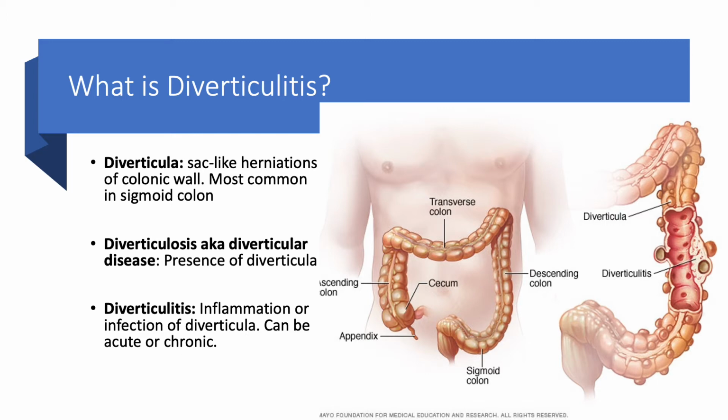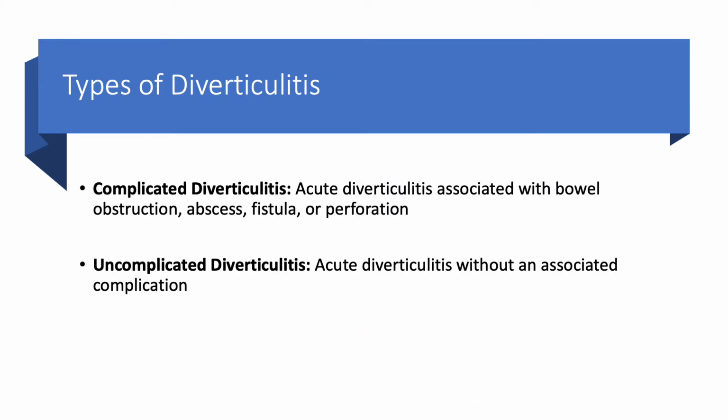But it doesn't necessarily mean that you have diverticulitis, because diverticulitis refers to inflammation or infection of the diverticula, which can be acute or chronic. There are two main types of diverticulitis, complicated and uncomplicated. Complicated refers to acute diverticulitis associated with other complications such as bowel obstruction, abscess, fistula, or perforation. And then uncomplicated refers to acute diverticulitis without an associated complication.